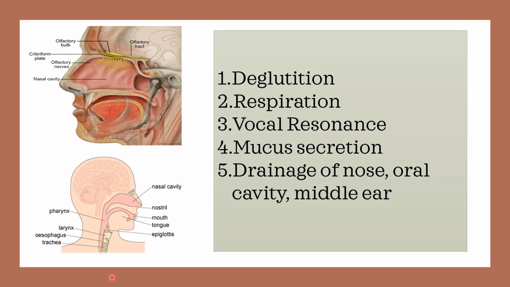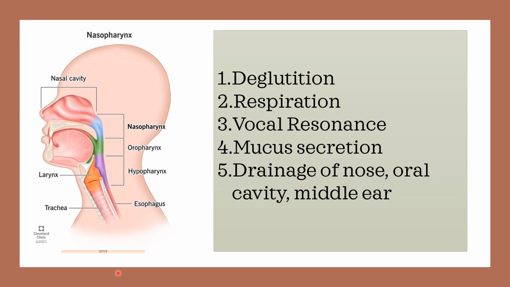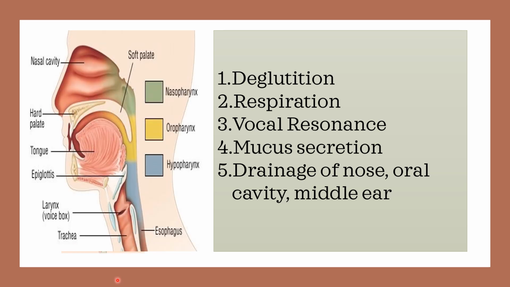Now the second part of the upper respiratory tract is the pharynx. Pharynx is divided into three parts: the nasopharynx, the oropharynx, and the hypopharynx or laryngopharynx. Nasopharynx, you can see, is located behind the nose and extends from the posterior nares, so this is the posterior nares, up to the level of the soft palate. In this picture we can see this is the soft palate. So the nasopharynx takes origin from the posterior nares to this soft palate.